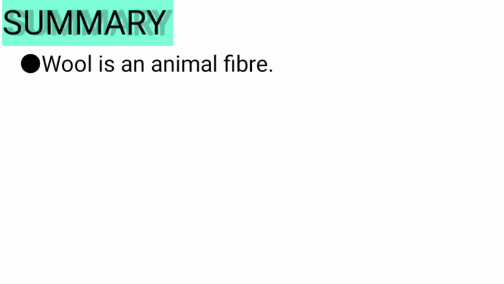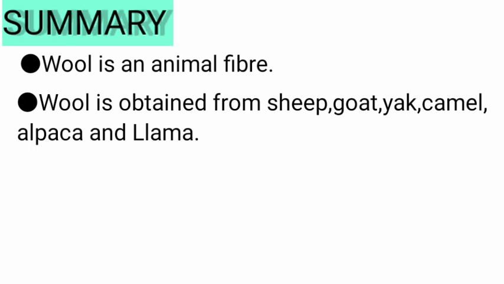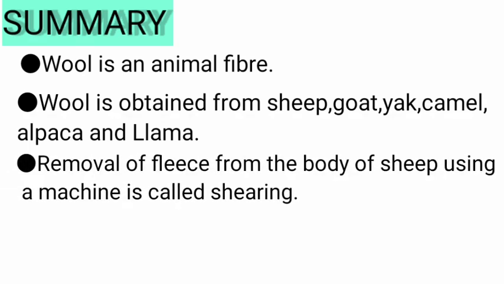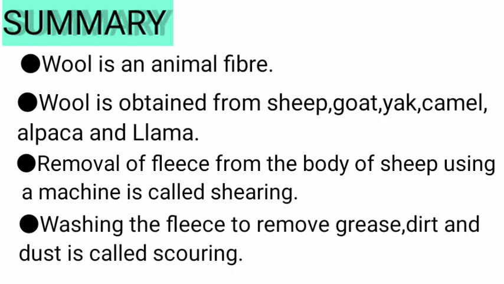Now let us summarize what we have learned in this video. Wool is an animal fiber. Wool is obtained from sheep, goat, yak, camel, alpaca and llama. Removal of fleece from the body of sheep using a machine is called shearing. Washing the fleece to remove grease, dirt and dust is called scouring.